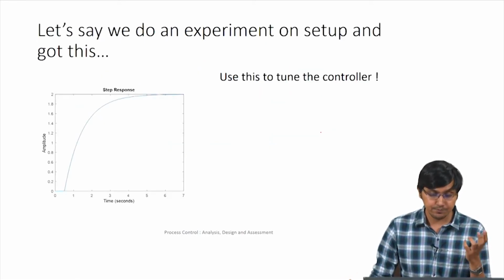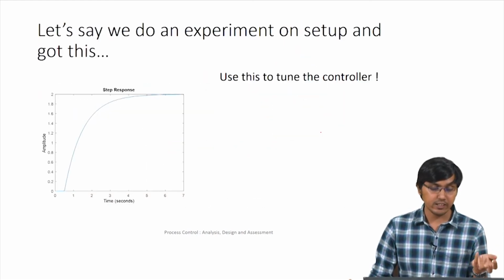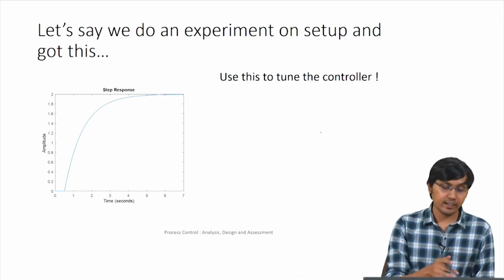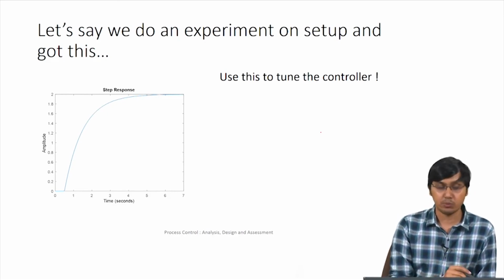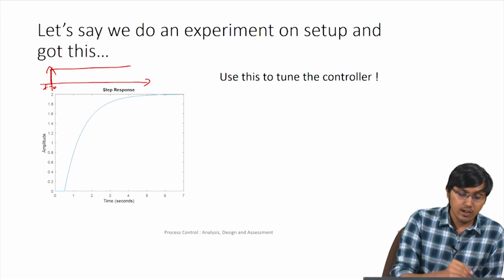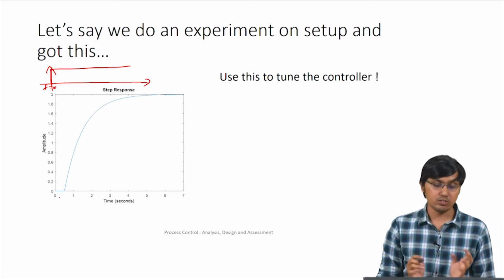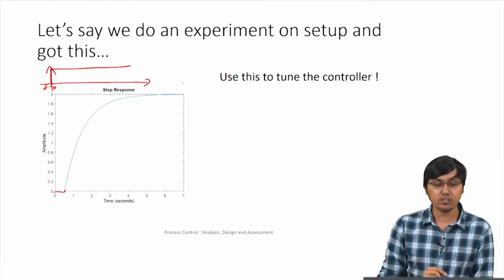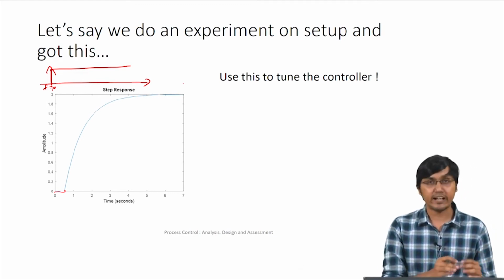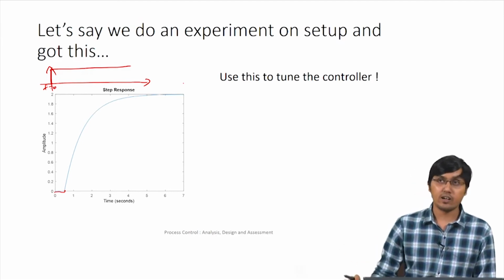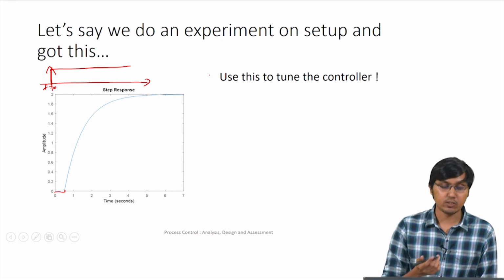We will try to see, for a system like this, let us say this is the response I have got. Basically, I have given a step change in the manipulated variable at time equal to 0, and this is the response I have got. This is how my output is going to vary. What values am I going to get from this, and how am I going to use these values for getting the controller's parameters? That's what I want to see here.